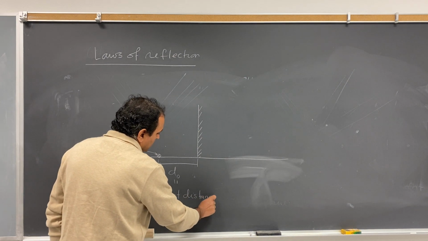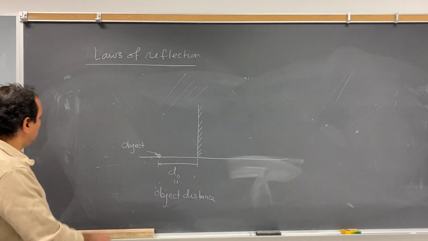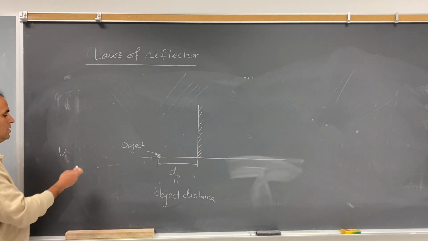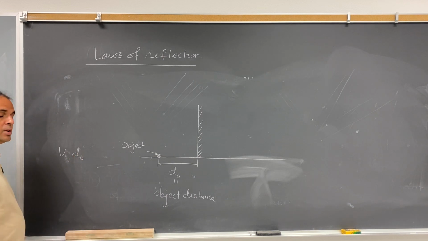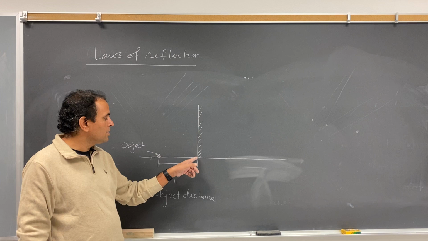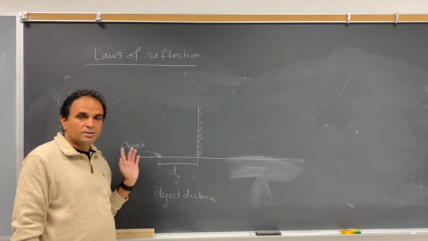Object distance. People also use u to indicate the object distance, or you can use d sub O, whatever you want. Okay, d sub O, this is object distance. Object distance is the distance from the mirror to the object.